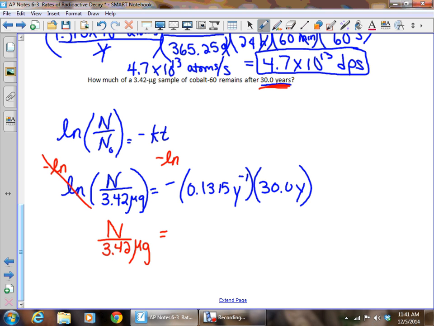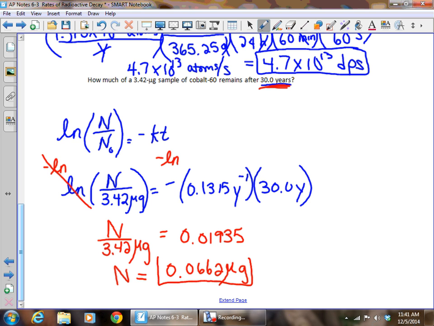If you do it correctly, practice it to make sure that you're plugging it in correctly, 0.01935 is what you should come up with, a positive value, which it should be. You can't have a negative mass. So now simply to solve for N, we need to multiply both sides by 3.42. We end up with 0.0662 micrograms of our isotope left at the end of 32 years.